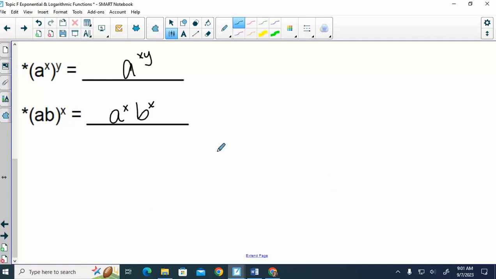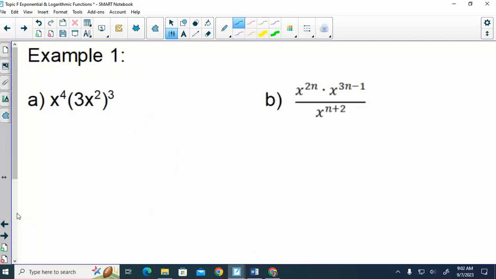So first few examples, we are just simplifying exponentials. So writing this in its simplest form. Where would I begin? You have to start. Think order of operations. You begin with your parentheses. Okay. There's nothing to really work out in my parentheses, but the next step is exponents. Now that cube has to go to both things in here.